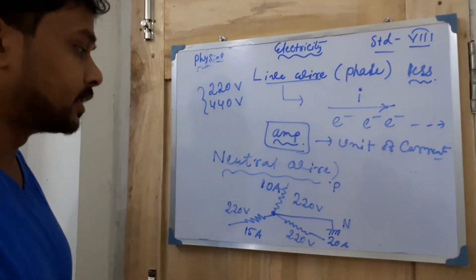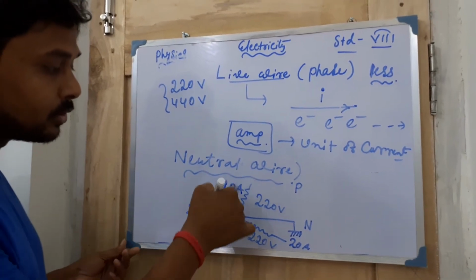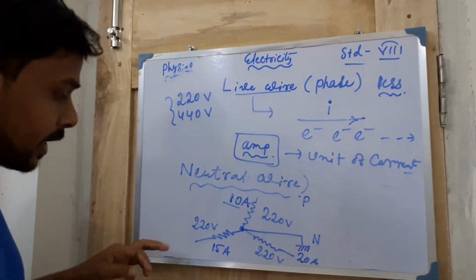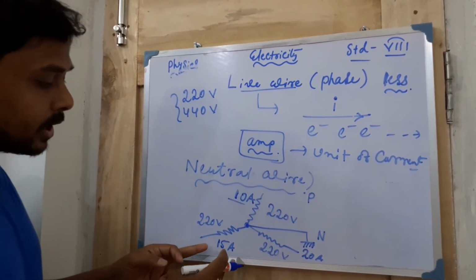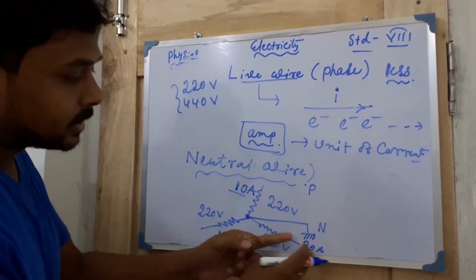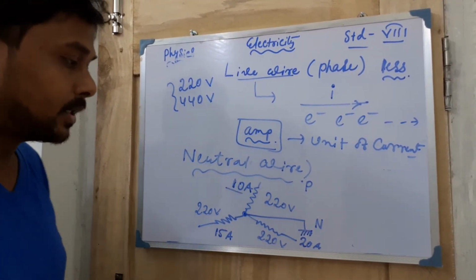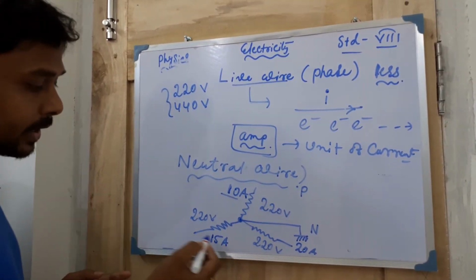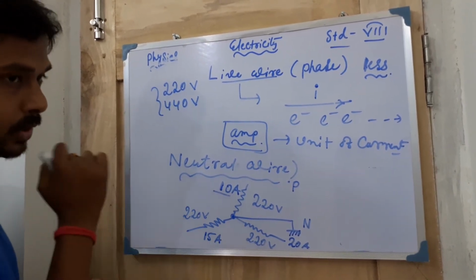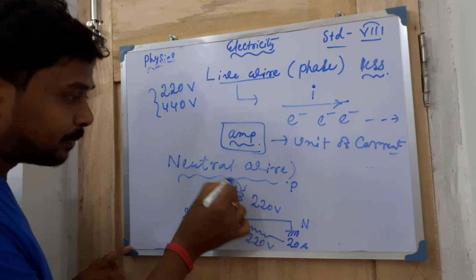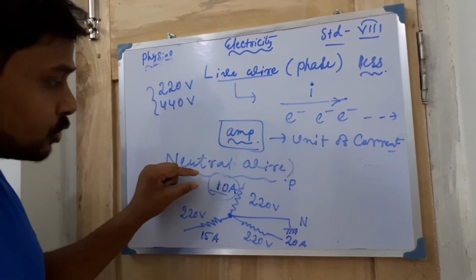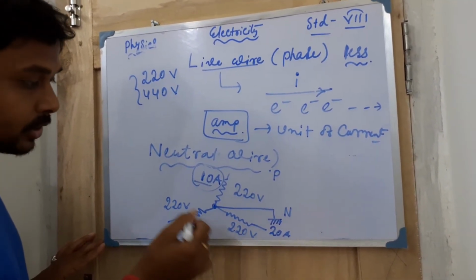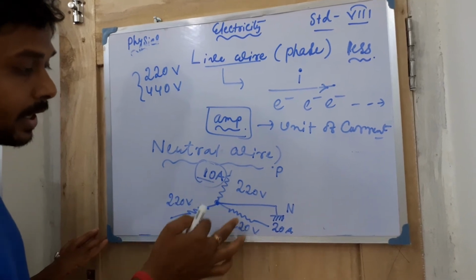Definitely it is not in balanced condition. Here you can see 10 ampere current is flowing. How can it occur? Suppose in this portion you have connected only one tube light, in this portion maybe one TV, and in this portion maybe one AC, air conditioner. So definitely maximum amount of current will flow through this side, here less amount of current, here a little bit more amount of current than this one. So you can see here 10, here 5, here 20. So this is an unbalanced condition. All sides are not balanced here.